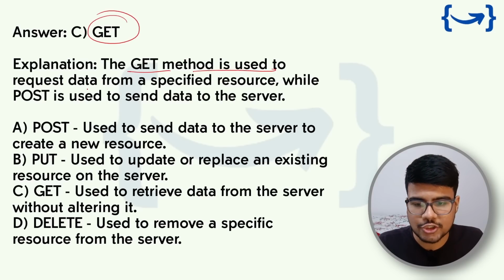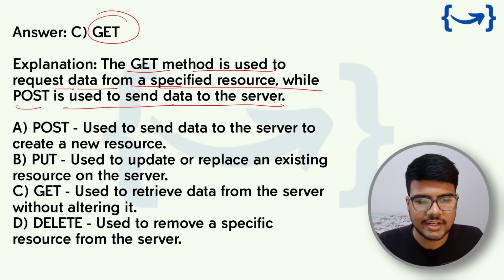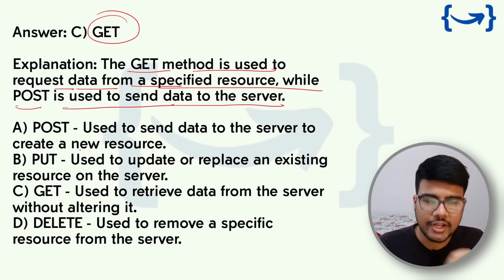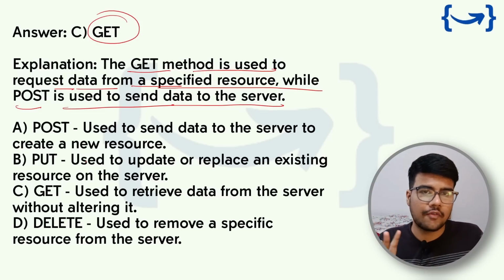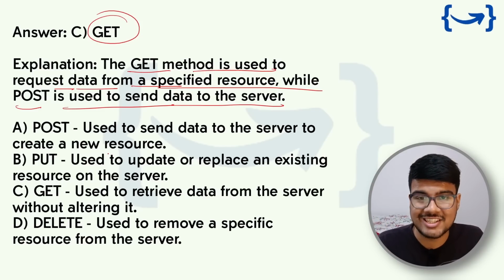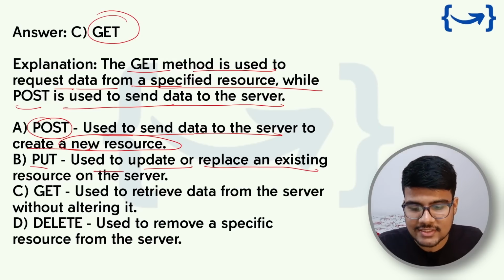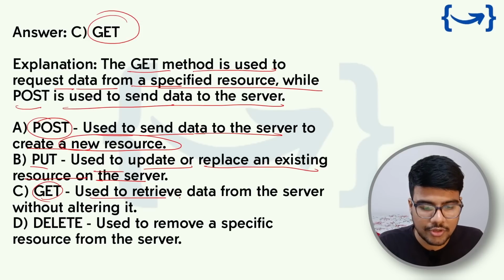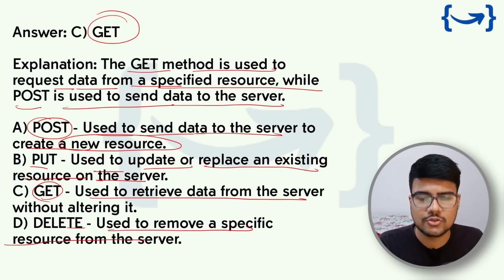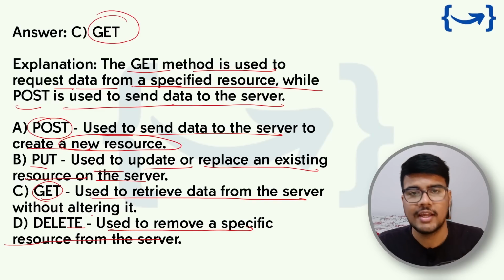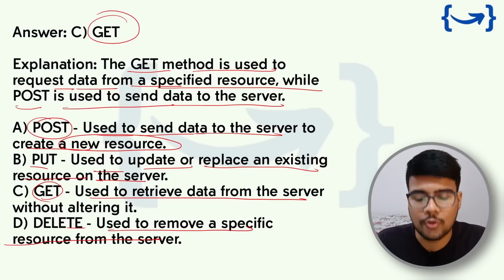The get method is used to request data from a specified resource, while post is used to send data to the server. Now, let's see a quick definition of each so that this video helps you cover a lot more of the HTTP topic. Post is used to send data to the server and create a new resource. Put is used to update or replace an existing resource on the server. Get is used to retrieve data, the same as the question asked. Delete is used to remove a specific resource from the server. Okay, so make a note of it. Instead of get, the question may ask you about post or delete.